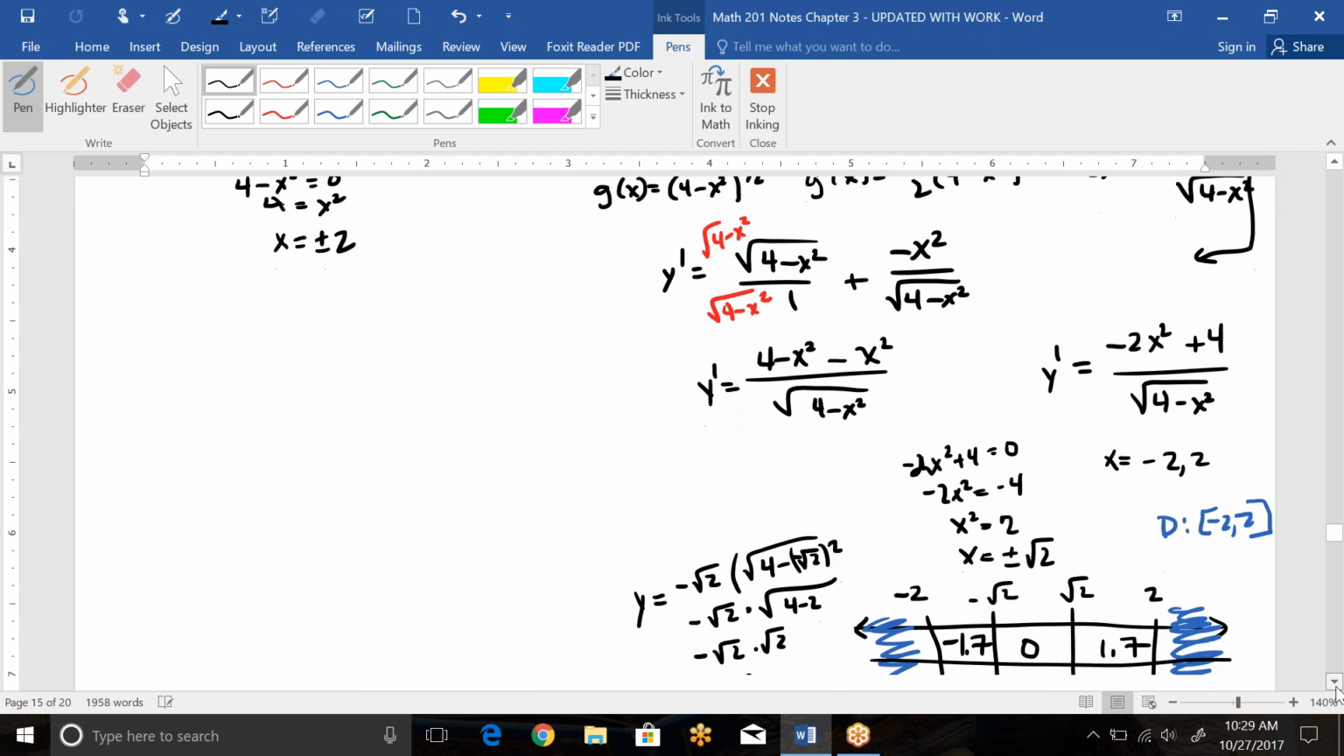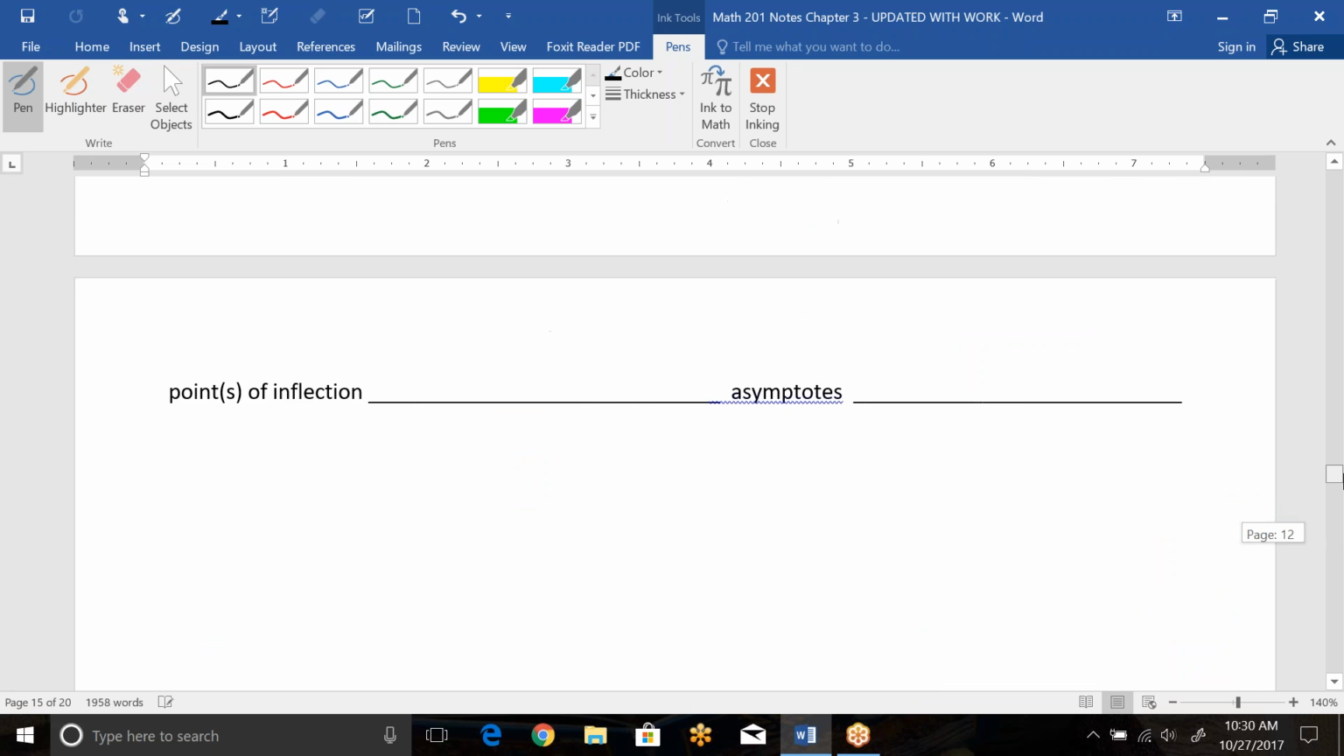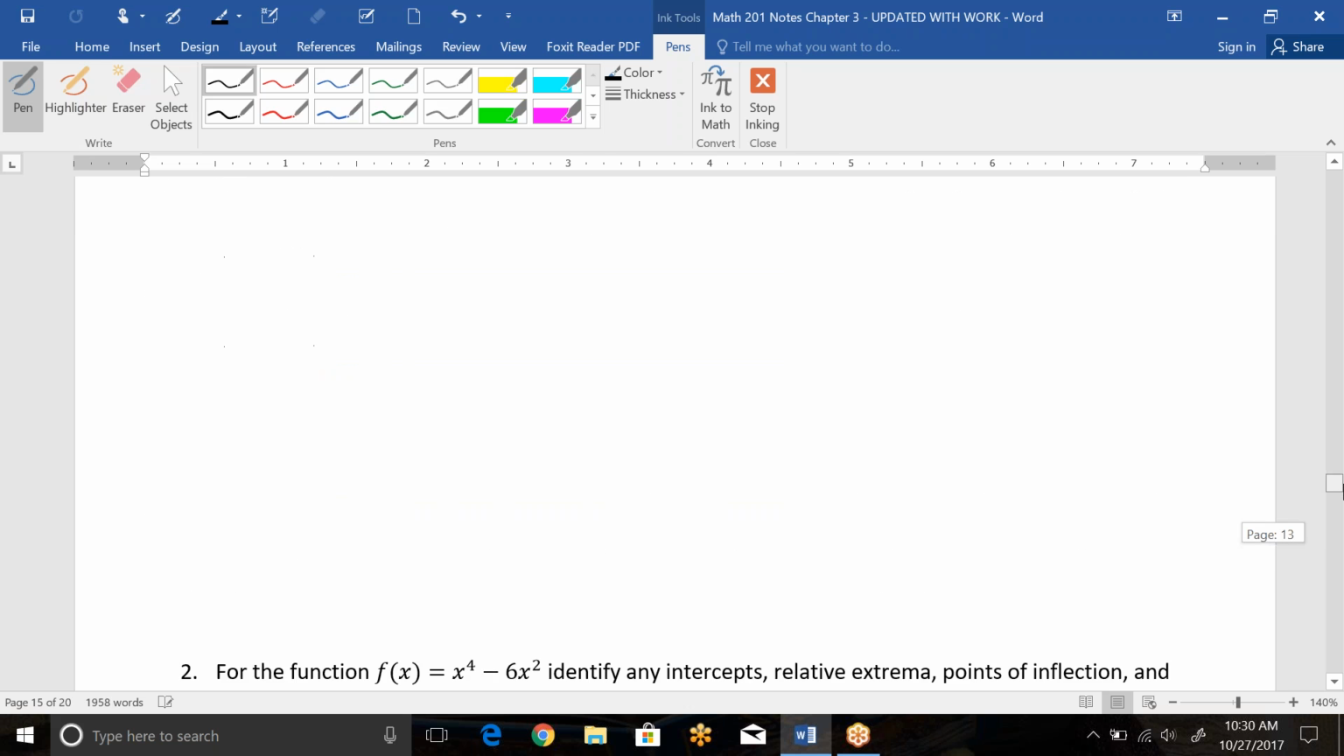So if we plug in the square root of 2 to the original function, you're going to get a similar answer, except this time it comes out to positive 2. So this would be our relative max.